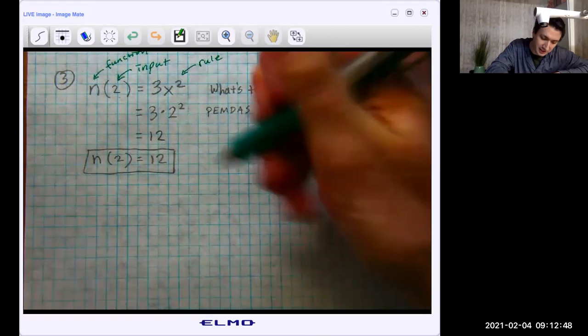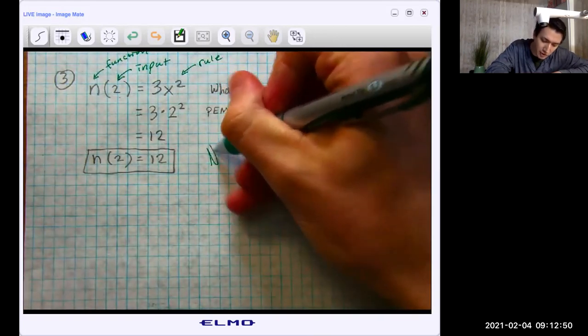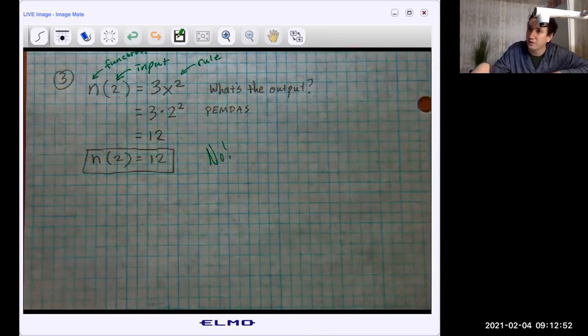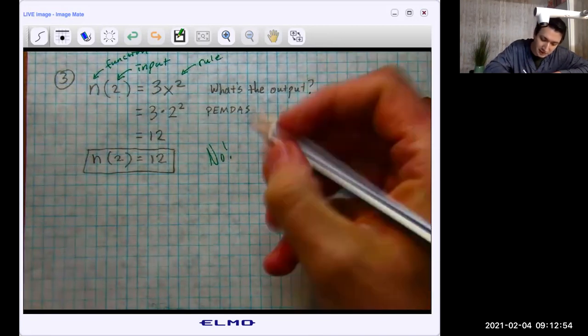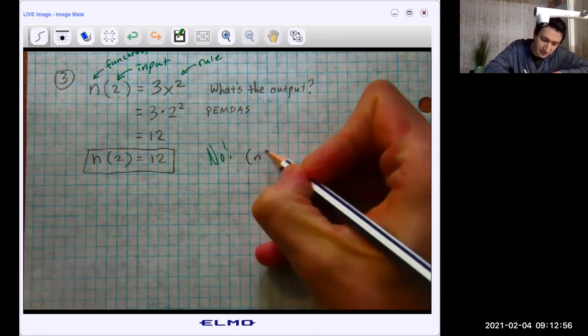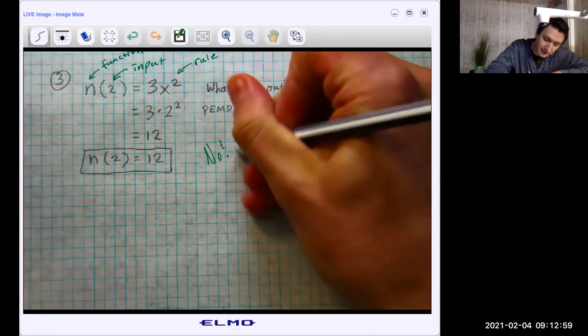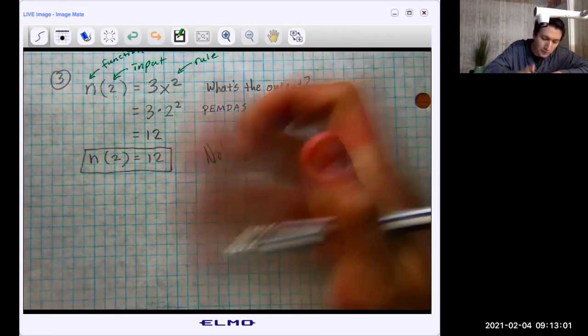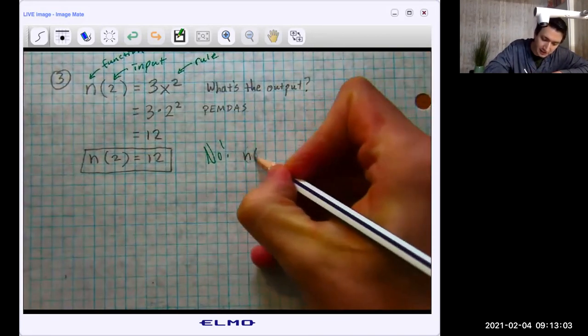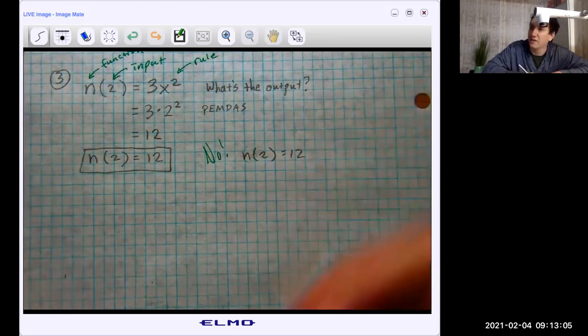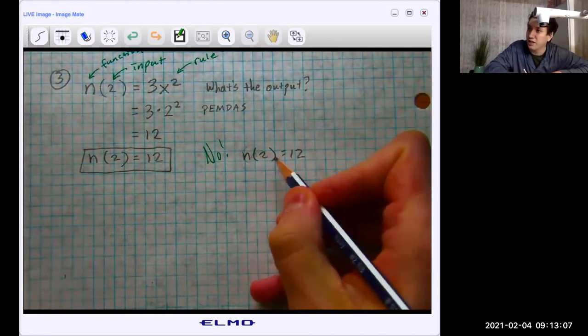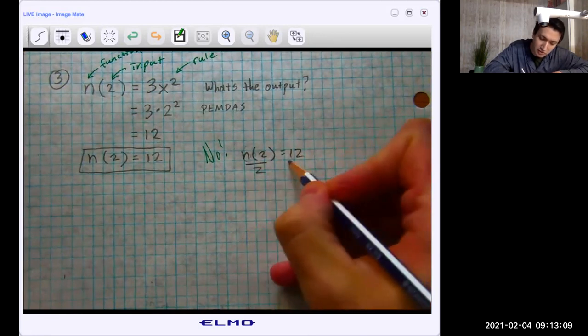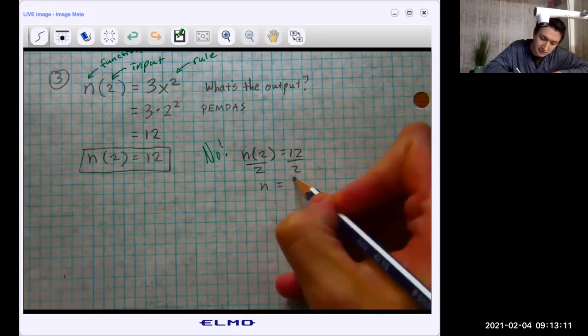Let's talk about a common mistake. No, don't do this next part. Some algebra students like to do this. They see the n, oops, they don't put parentheses around that. Parentheses go around the 2. They see the n of 2 equals 12, and then they're like, oh, that's multiplication, so I'm just going to divide both sides by 2, and then I get n equals 6.